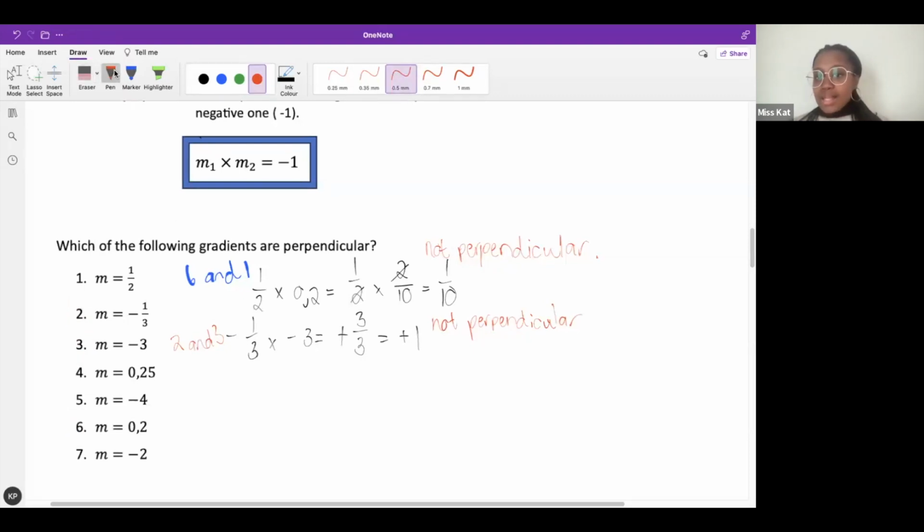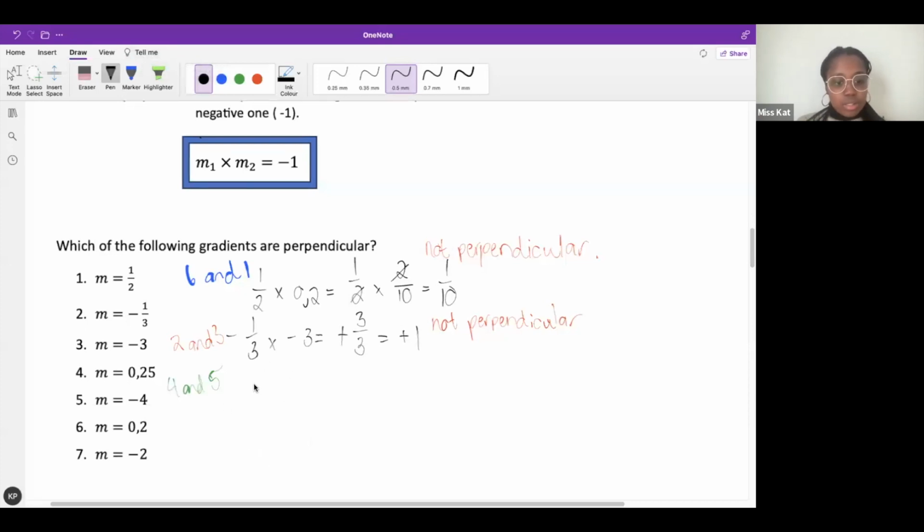Okay. I see some people saying, oh, some people said 4 and 5. Some people said 1 and 7. I'm going to start with 4 and 5. Let's see. This is 4 and 5. Okay. So number 4 is 0.25. And we have number 5, which is -4. Let us test and see if these are indeed perpendicular.